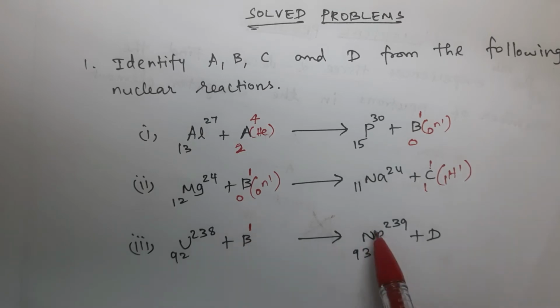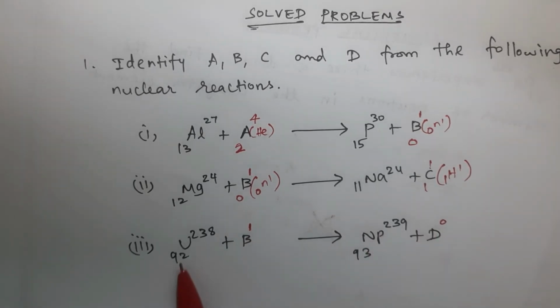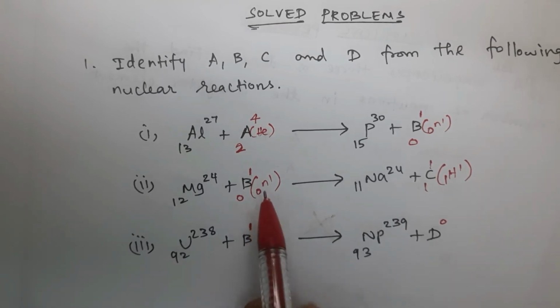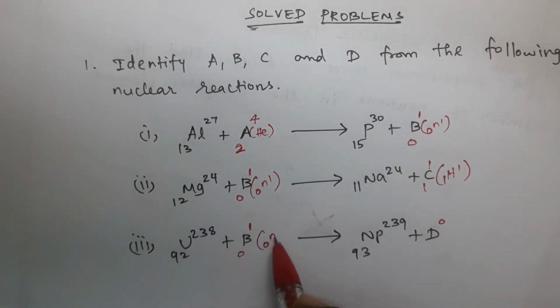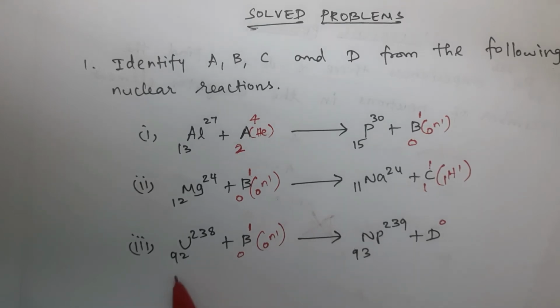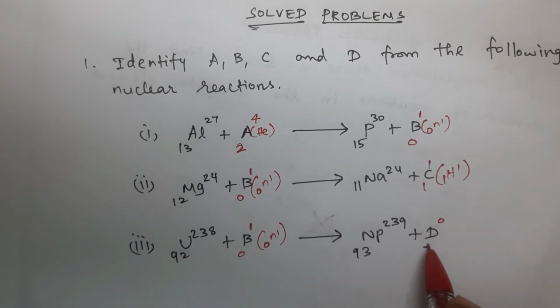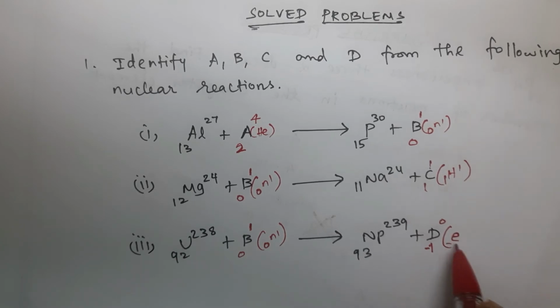Here 239, here 239. So equalize, where 0 will come. Then here 92, here 93 is there. So B, already we know that B is a neutron. So everywhere we found neutron only. So here 0 will come. Now 0 and 1. If it is 92 plus 0, 92. But here 93 is there. So 93 is greater than 92, where minus 1 will come. So this minus 1, 0 represents for electron.